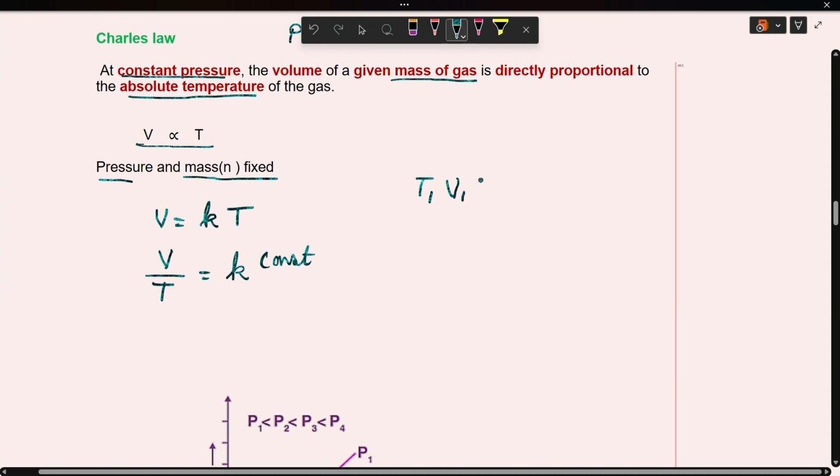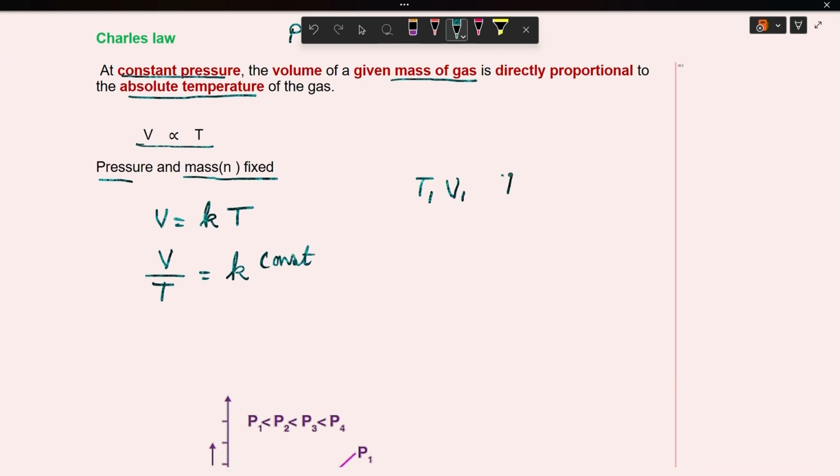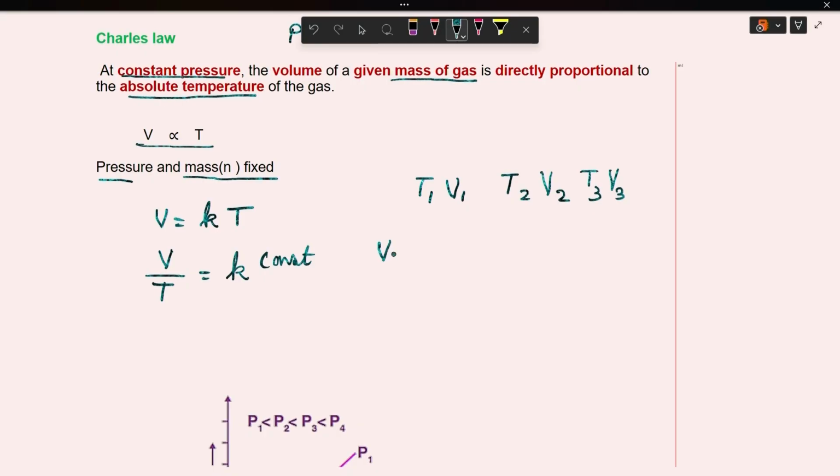let the volume be V1. If temperature is changed to T2, let the corresponding volume be V2. Another temperature T3, let the volume be V3. Now, if this is the condition for fixed pressure and fixed mass, I can put it as V1 by T1 will be equal to V2 by T2, which is equal to V3 by T3, and so on, and all these will be constant. So, that is what is meant by Charles' law.